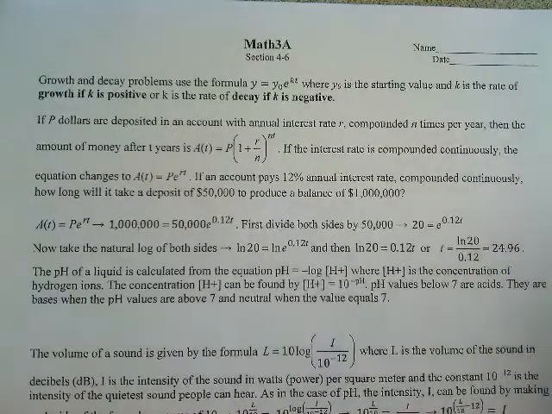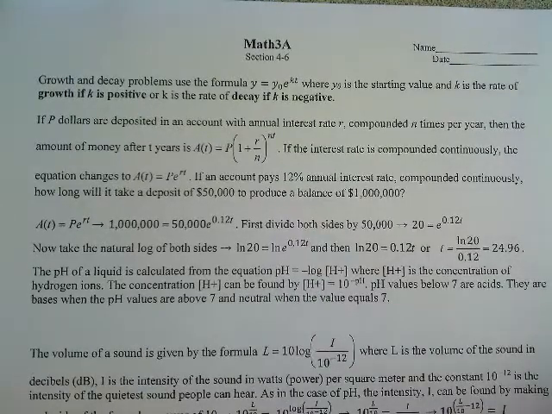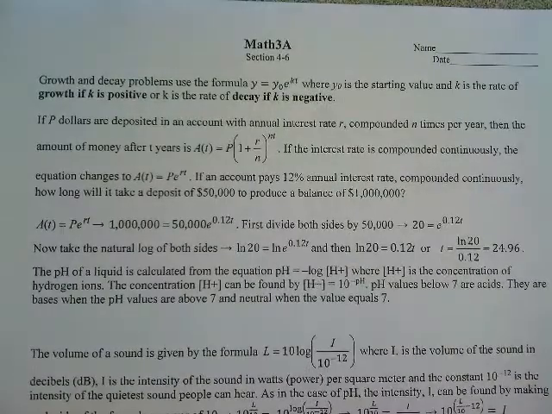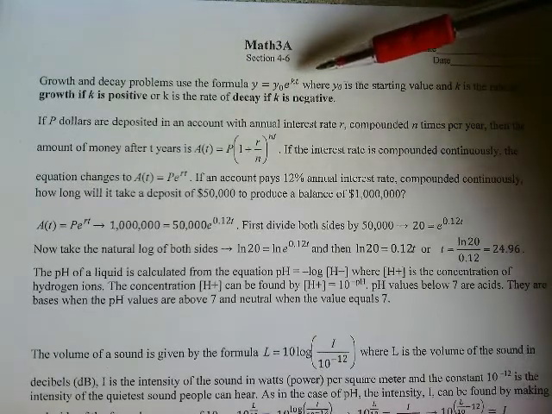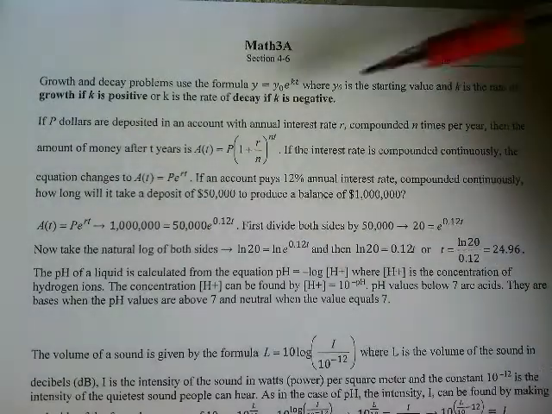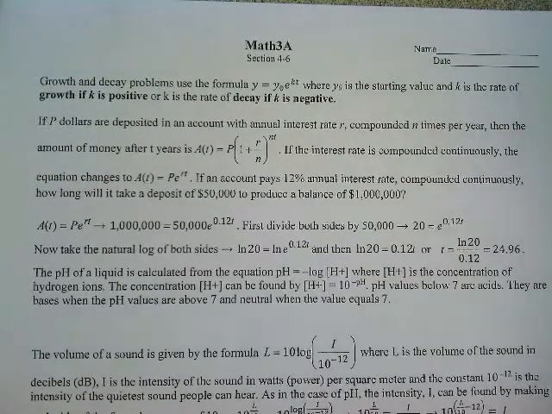Okay, now we're going to look at the last section in Chapter 4, basically some applications of using exponential functions or log functions. The first is the growth and decay formula. Here, y equals y naught e to the kt. The y naught, the little zero, is the starting value, and k is the rate. If it's a positive number, then it's growth, and if it's a negative number, it is decay.